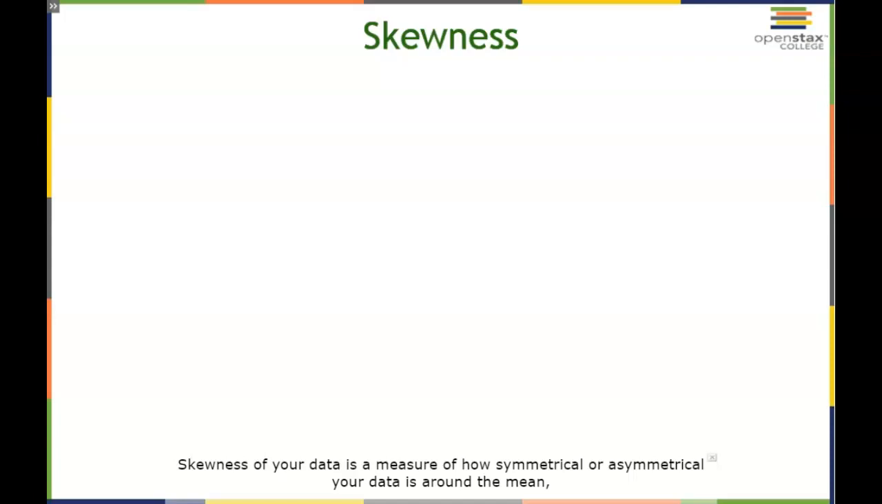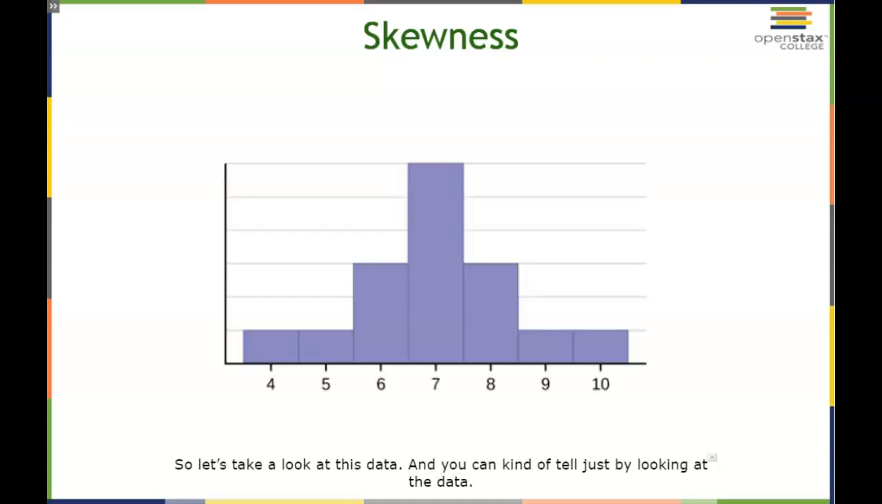Skewedness of your data is a measure of how symmetrical or asymmetrical your data is around the mean. So it has to deal with the mean. We're going to have to do some calculations here on our data. Generally, we calculate the mean, the median, and visually we can just look to see what the mode is if we have one. So let's take a look at this data.